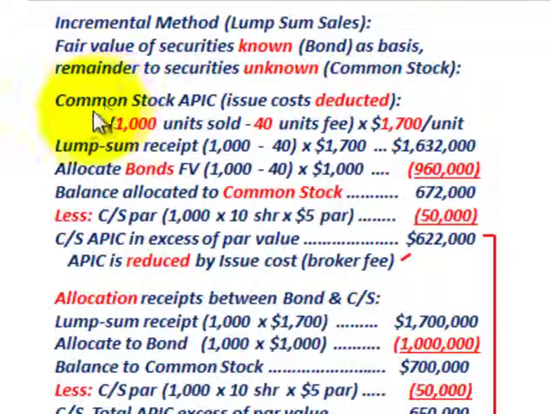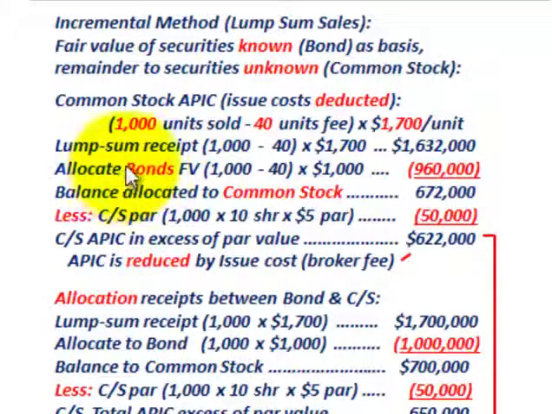What we have to do is determine the additional paid-in capital for this common stock, and we'll look at it where we deduct our issue costs. We'll go through this calculation. Our lump sum receipts are those 1,000 units that are sold, less the underwriting fee of 40 units, so we have a total of 960 units sold, times the unit price of $1,700 per unit, and that equals $1,632,000. So that's the lump sum receipts that Corp-A is going to receive.